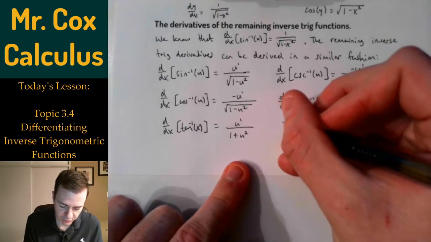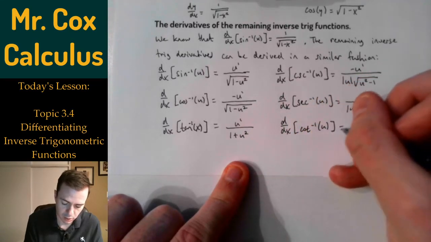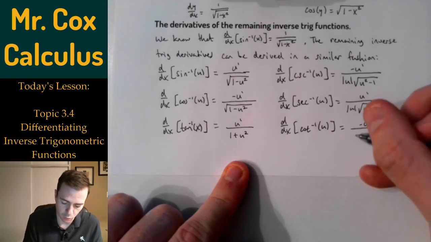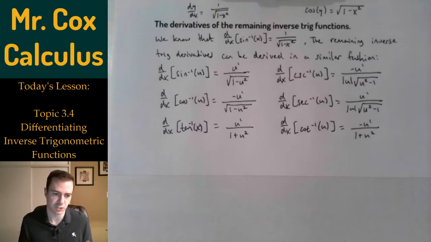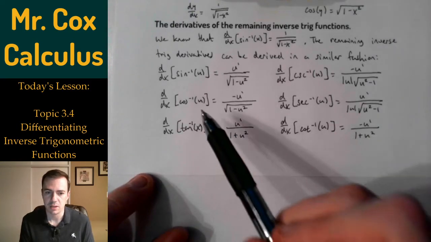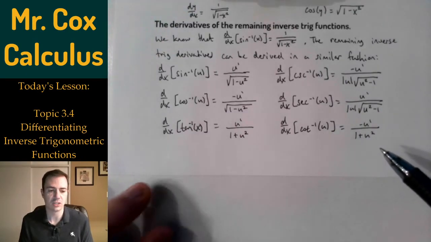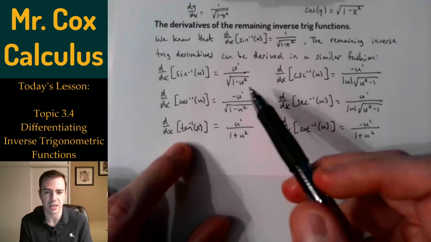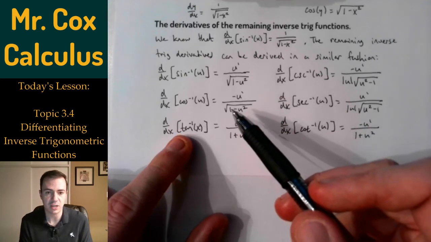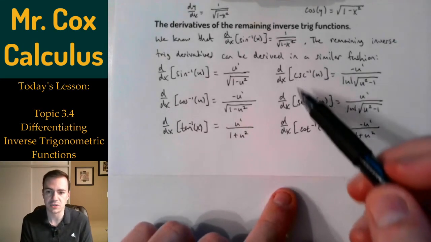And then the last one that we have to address, the derivative with respect to x of inverse cotangent of u, is negative u prime over 1 plus u squared. So obviously some derivatives are a little bit more complicated than our 6 trig derivatives from Unit 2. There are some nice patterns that emerge. For example, for the co-functions, cosine, cosecant, cotangent, the derivatives of the inverse functions also come out negative. Inverse sine and inverse cosine have similar looking derivatives, differing just by a negative. The same is also true for inverse tangent and inverse cotangent, and inverse secant and inverse cosecant.